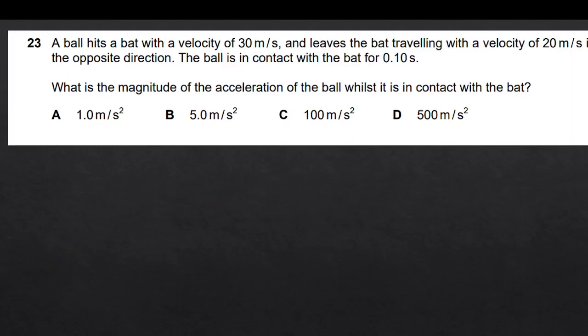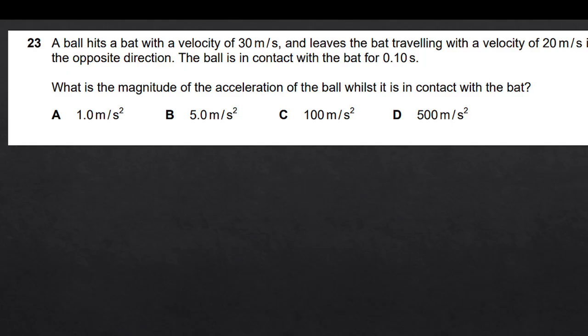Let's look at question 23. A ball hits a bat with velocity of 30 meter per second and leaves the bat traveling with a velocity of 20 meter per second in the opposite direction. The ball is in contact with the bat for 0.1 seconds. What is the magnitude of the acceleration of the ball while it is in contact with the bat?